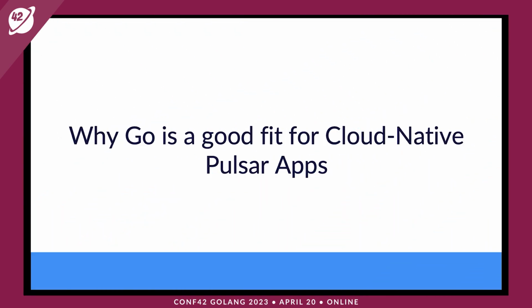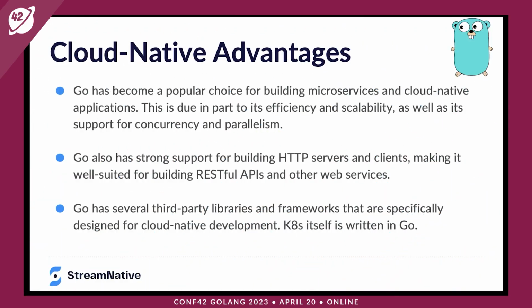Now that we've reviewed Apache Pulsar, let's explore why Go is a good fit for cloud-native Pulsar application development. It is worth noting that Go itself has some advantages when it comes to cloud-native development, including its efficiency and scalability. And it is already a popular choice for cloud-native development due to its support for RESTful APIs, along with several third-party libraries and development frameworks.